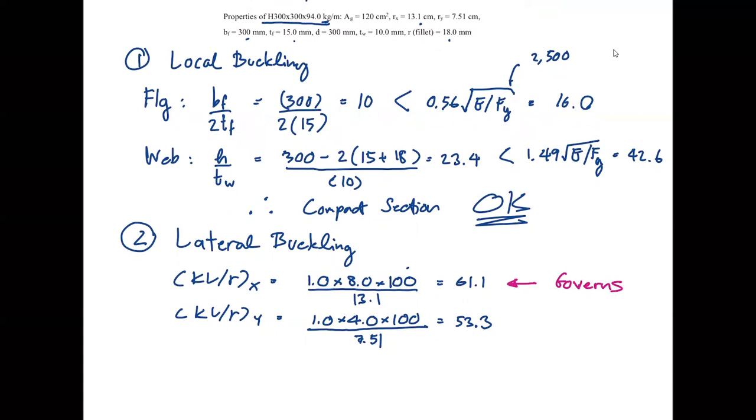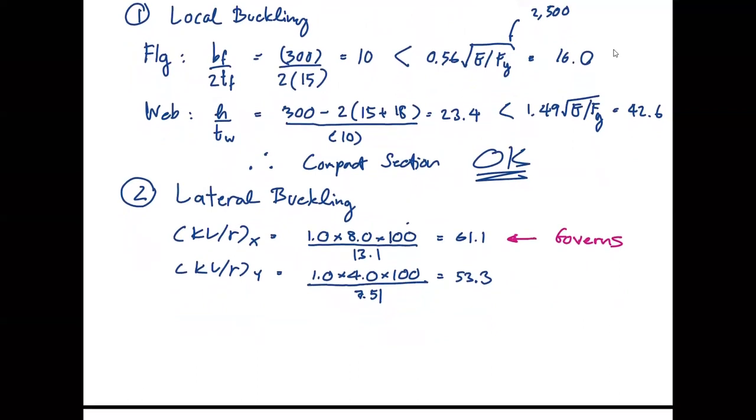Now we need to compare this slenderness ratio with the limiting value to determine whether or not this column will be in the elastic or inelastic region. So we compare with 4.71 square root of E over Fy. This limiting value, after the calculation, is 135, which is greater than 61.1. So what do we have here, folks?